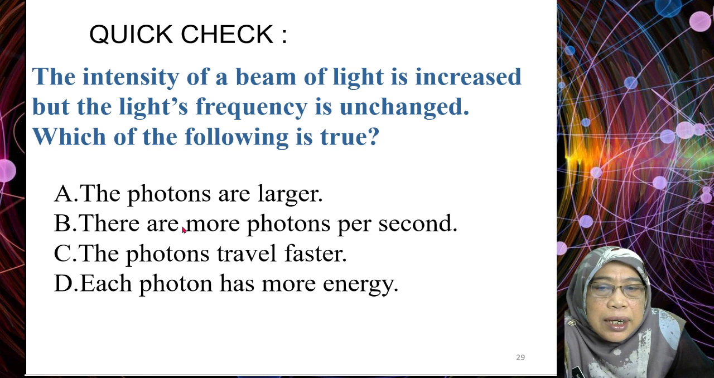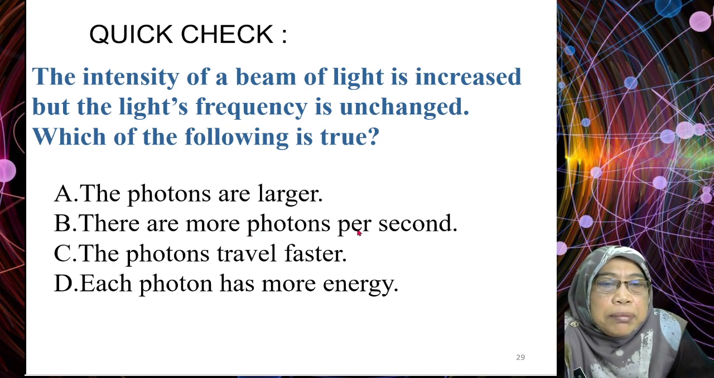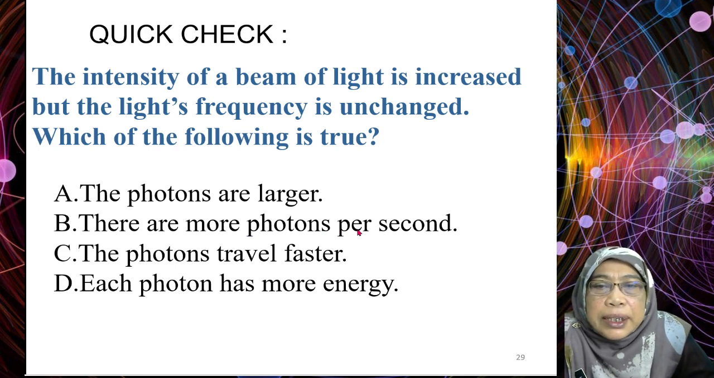As I said just now, intensity refers to more photons coming to the metal per second. So the correct answer here should be B. The photon cannot be larger or smaller. The photon cannot travel faster or slower because the photon travels at the speed of light, a constant speed. Each photon does not have more energy; if the photons have the same frequency, the energy is equal. So the correct answer should be B.